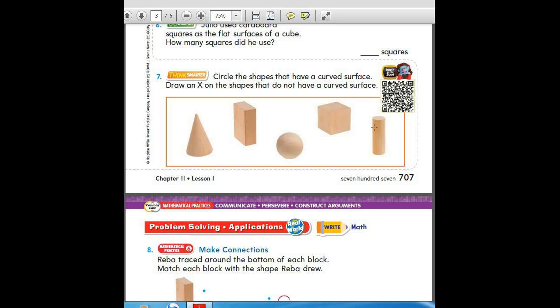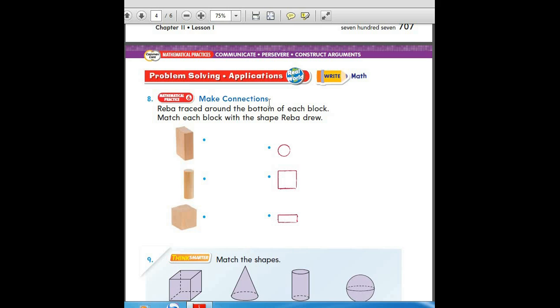The next one, which is cylinder. Look at the two bases of the cylinder, which is one up and one down. Both of them look like, yes, a circle. So it has any curved surfaces? Yes, it has two curved surfaces. So make a circle.